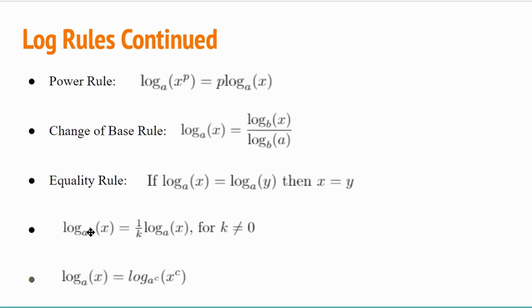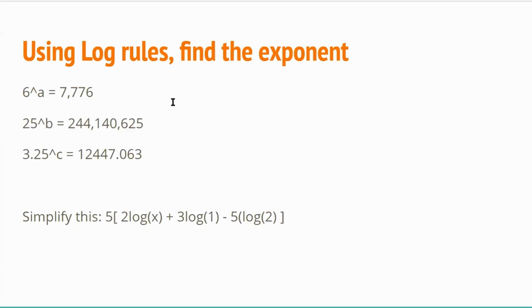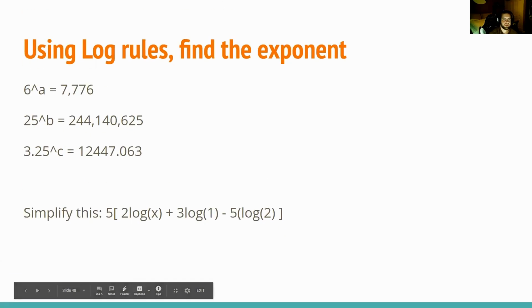Log to the base of a k, you can bring that k out and that becomes 1 over k, as long as k is not equal to 0, because when k equals 0, then that becomes something really disgusting, infinity, and it's non-existent. So don't do that. If k is equal to 0, don't do that. And then using log rules, we can find the exponent. So I'll let you guys take a look. So using log rules, try to find that exponent that makes that equation true.